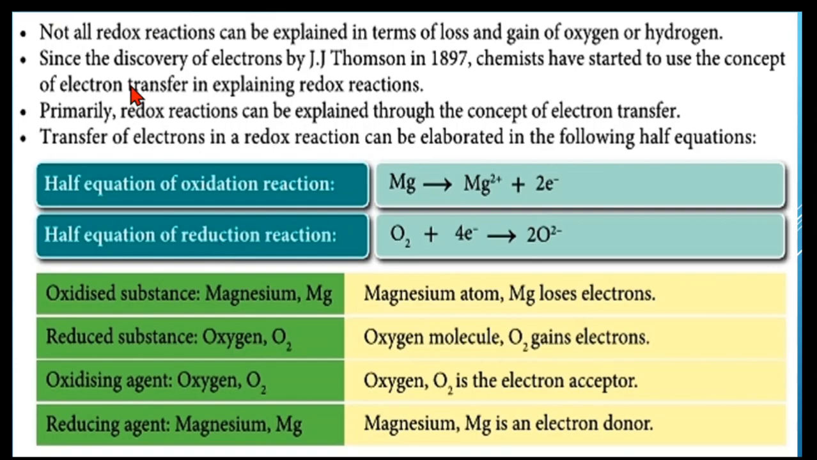So here, magnesium loses electrons. So when it loses electrons, it undergoes oxidation. So when it undergoes oxidation, automatically you know that it is a reducing agent. Here oxygen receives electrons. Receiving electrons is reduction. Gain of electrons is reduction. So when it undergoes reduction, we know that oxygen is the oxidizing agent, the electron acceptor.